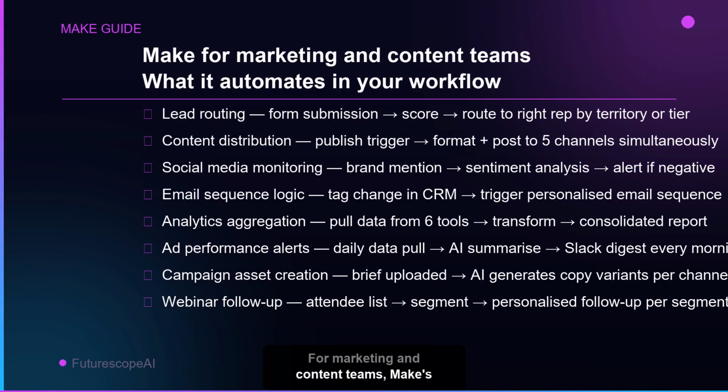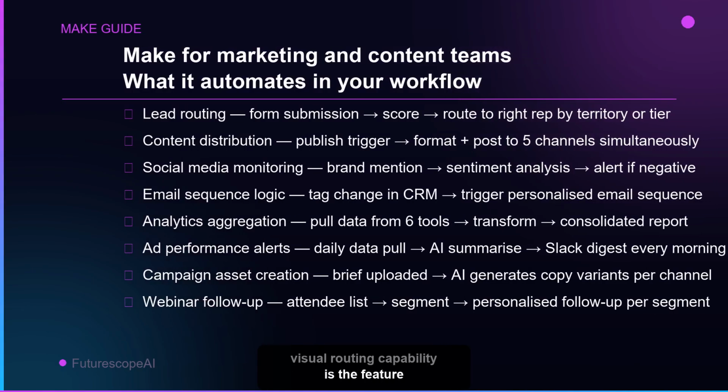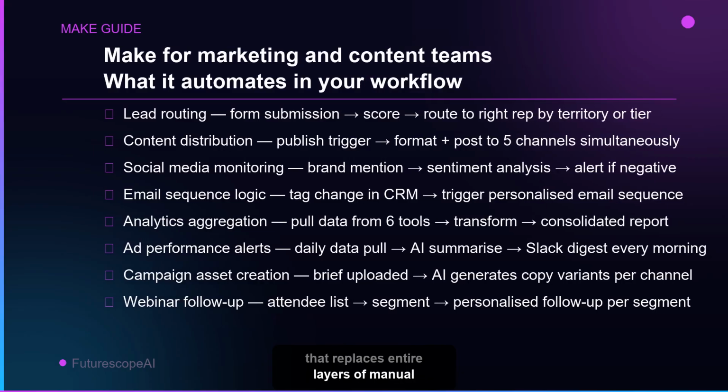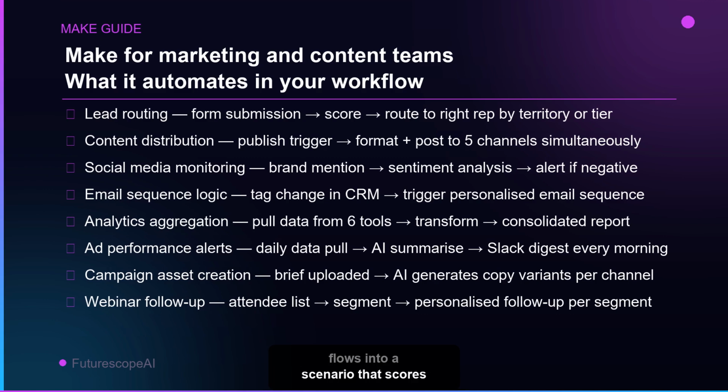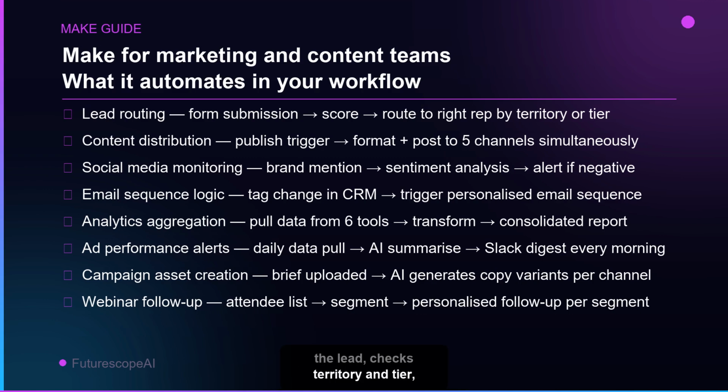For marketing and content teams, Make's visual routing capability is the feature that replaces entire layers of manual work. Lead routing. Every form submission flows into a scenario that scores the lead, checks territory and tier, and routes to the right sales rep via the correct path, all in a single visual scenario with a router branching to different outcomes. Content distribution. One published trigger fans out to 5 platforms simultaneously through parallel branches, each formatted specifically for that platform.